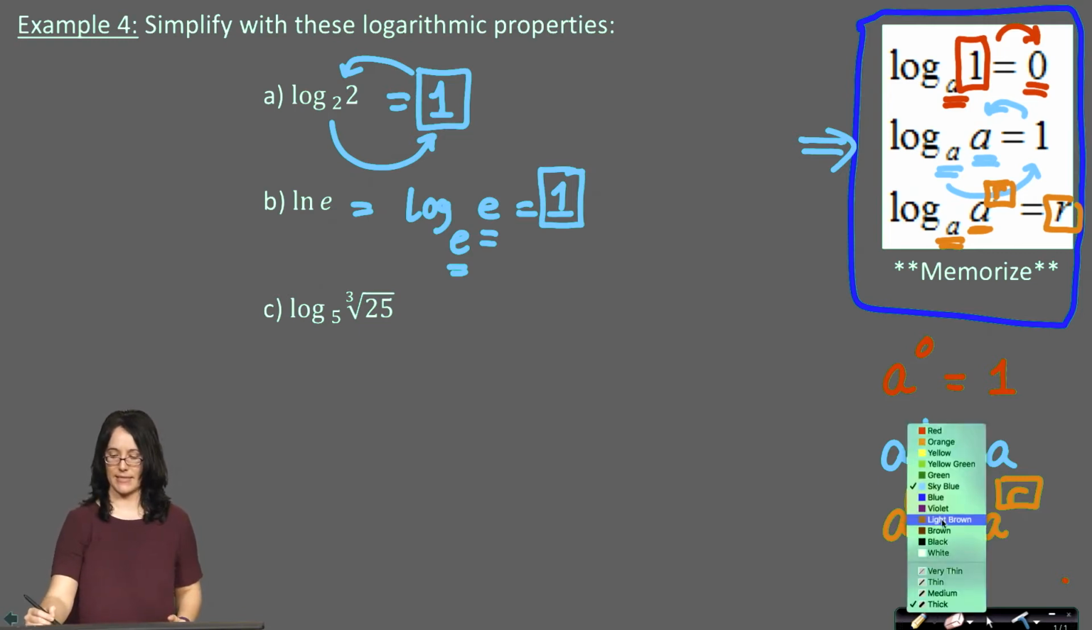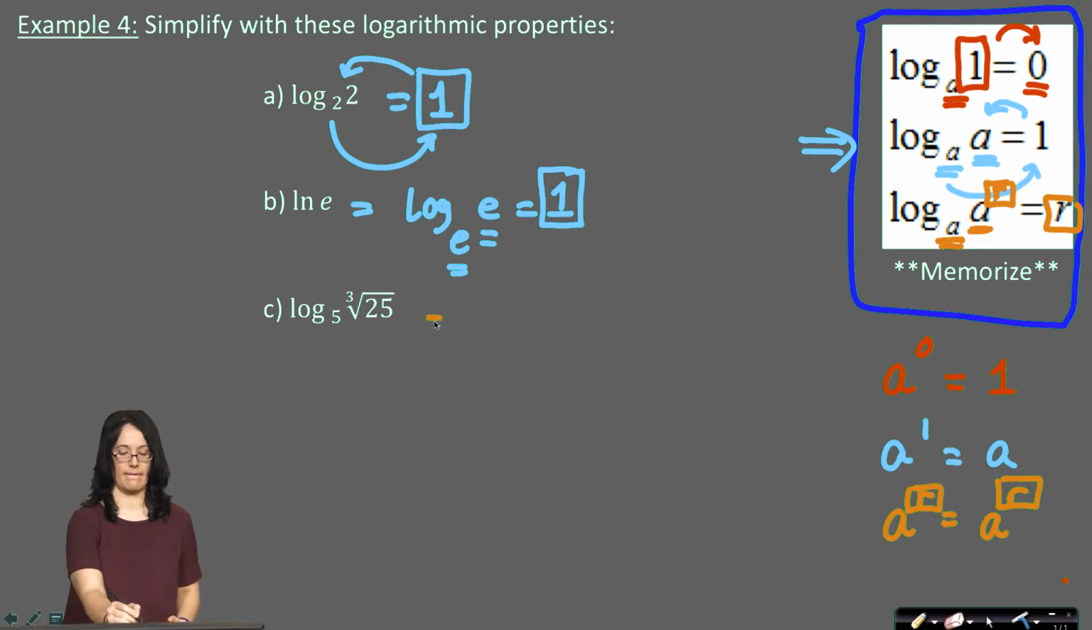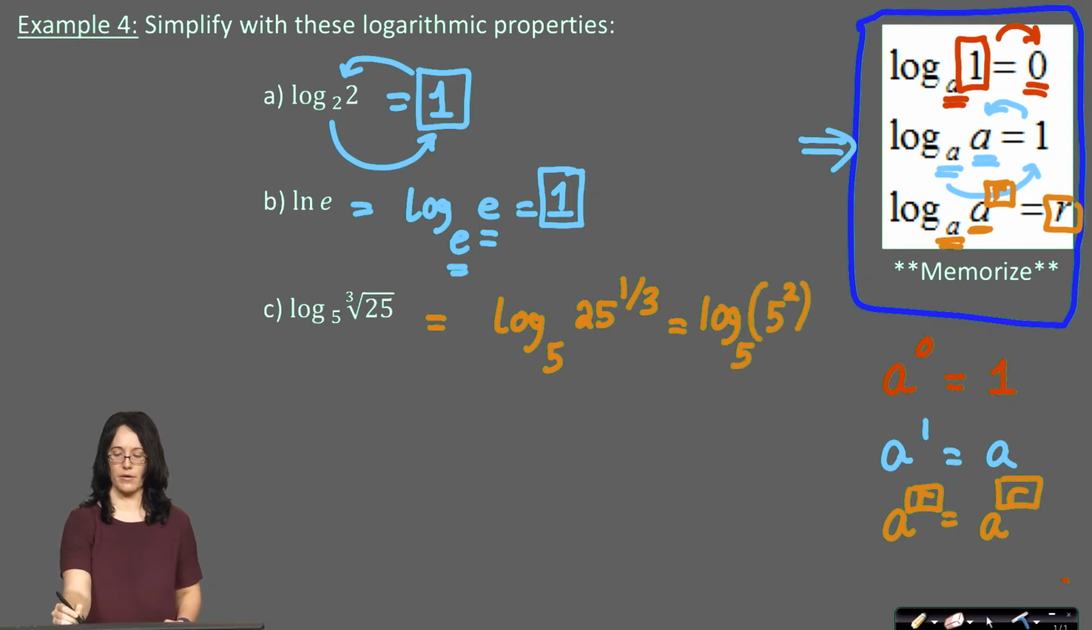What's happening in C? So I have log base 5. Could I write the cube root of 25 as 25 to some power called a rational exponent? Yeah, wouldn't that just be 25 to the 1 over 3? I could do that. You could have also said 25 is really what number squared? It's 5 squared. Good job. So isn't this really log base 5 of 5 squared to the 1/3? Oh, that's kind of tricky, isn't it? Because 5 squared is 25, and I'm raising it to the 1/3.